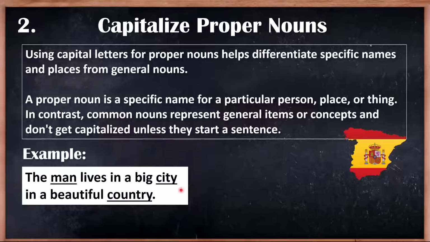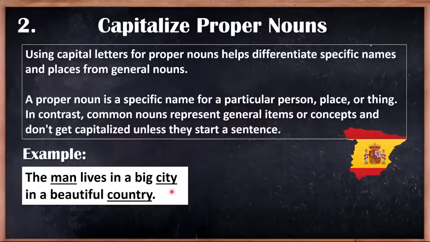In this example, we have common nouns. The man lives in a big city in a beautiful country. The only letter that's capitalized here is the T in "the," and that's because it's the first word in the sentence. But the rest of these words that are underlined are common nouns.